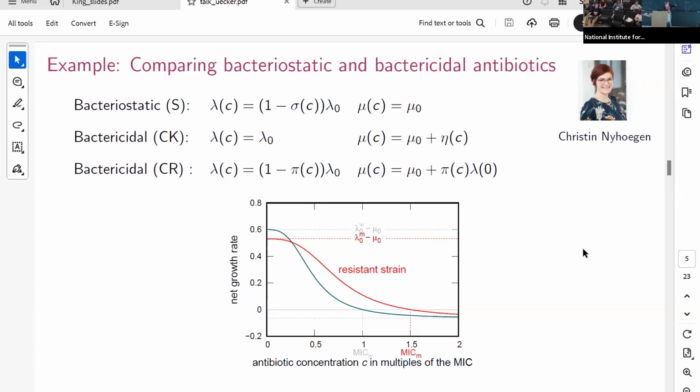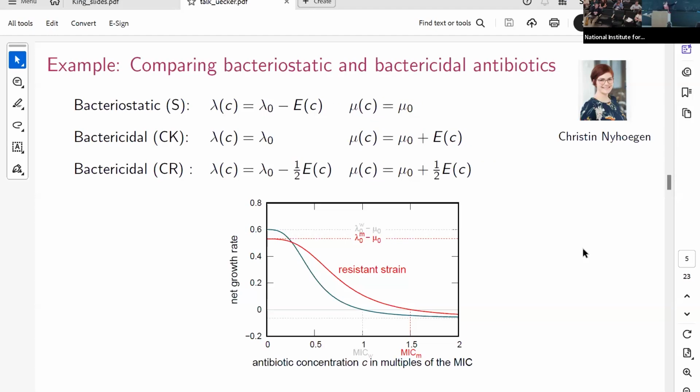And for the sake of comparison, we want to assume that the net effect of the drug is the same for all of these three cases. So the net growth rate of the bacteria would be the same. We can then rewrite the birth and death rates by this net effect E, which in the first type of drug goes to the replication rate, in the second to the death rate, and it turns out for the bactericidal drug that's killing during cell replication, half of the effect is on reducing birth rate, half of the effect is on increasing the death rate.